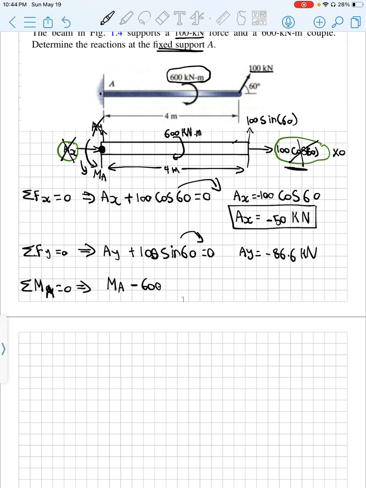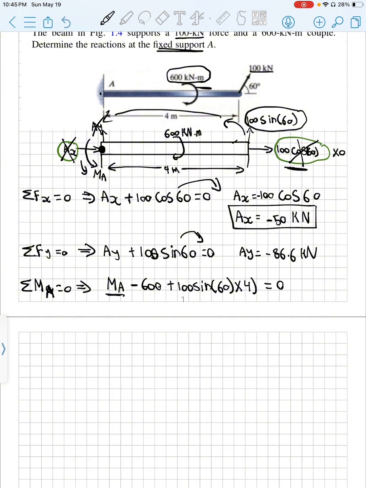The one that we're going to worry about is the 100 sine 60. So basically, to get the moment of this force, you make it move in this direction because it's going up. You see the distance from here to here. So that is anti-clockwise, so that's positive 100 sine 60, and you multiply it by the distance. You see kilonewton meter, so we need to multiply by the distance in meters, which is 4. Okay, and that's all equal to 0.